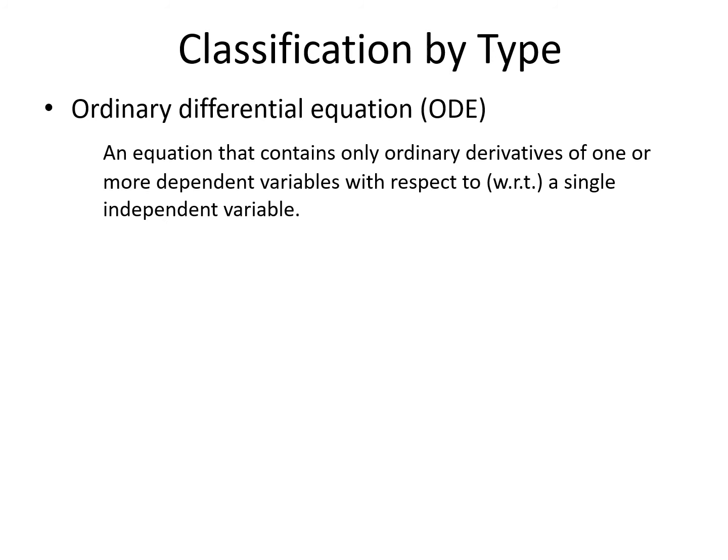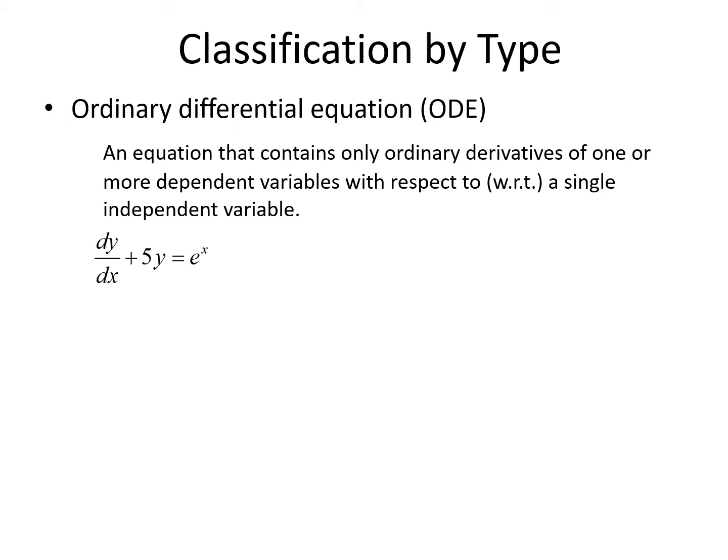We need to be able to classify our differential equations in order to pick the appropriate solution method, and there are several different ways to classify differential equations. The first is classification by type. So the first type of differential equation we may encounter is an ordinary differential equation, or ODE. An equation that contains only ordinary derivatives of one or more dependent variables with respect to a single independent variable is an ordinary differential equation.